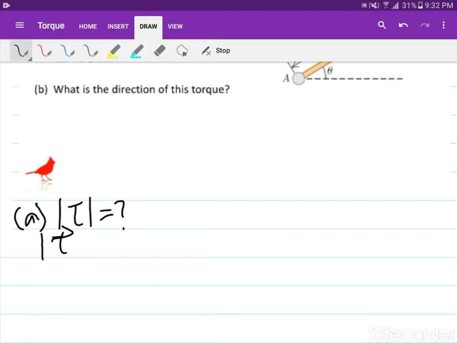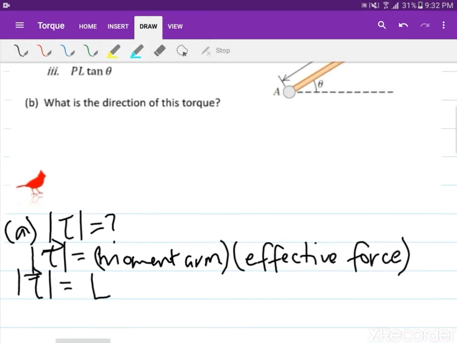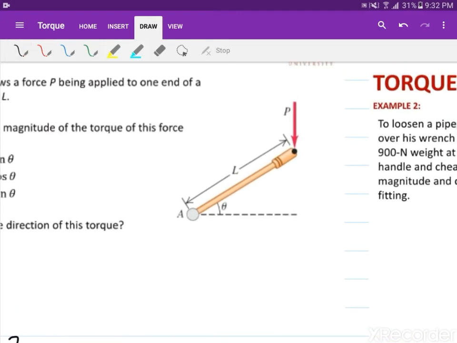Recall that we have defined the magnitude of the torque to be the product of the length of the moment arm multiplied by the effective force. So in this case, we already know that the length of the moment arm is L. Now we want to determine what component of P is the effective force.